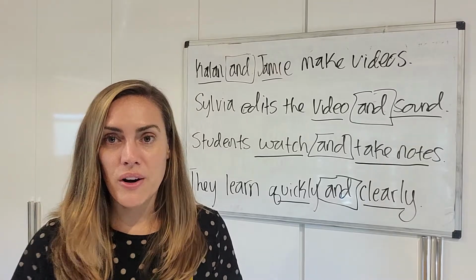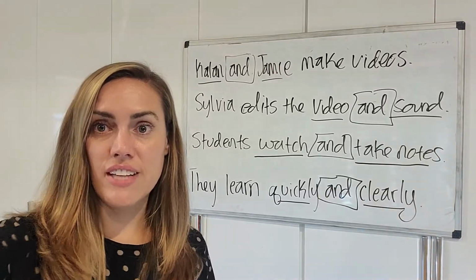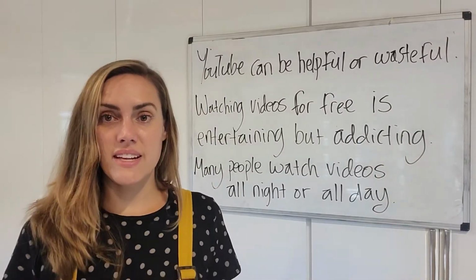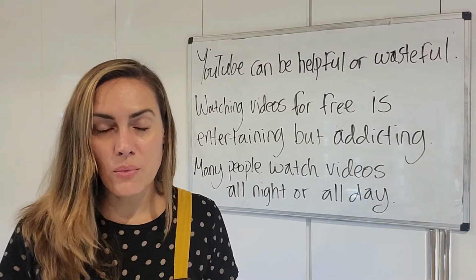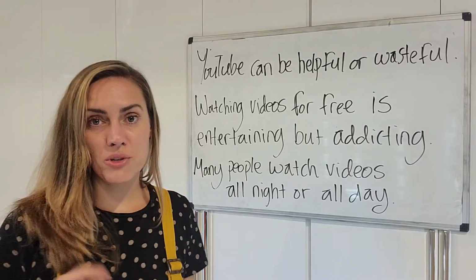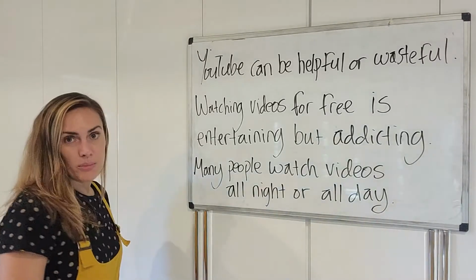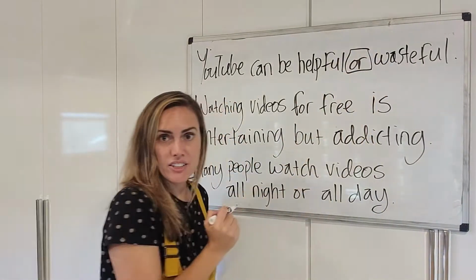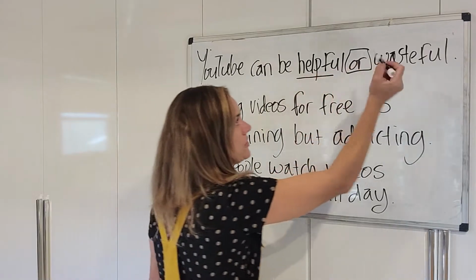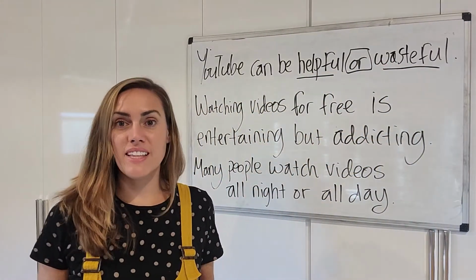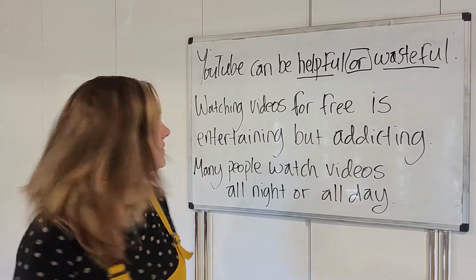Let's look at some more with different types of conjunctions and connectors. Okay, here are some more words that we use as connectors, and when we use them, we have to watch out and make sure that we have parallel structure on both sides. YouTube can be helpful or wasteful. Or is the connector. Let's look on both sides. Helpful, wasteful. These are two adjectives, so that means that it's balanced and parallel.